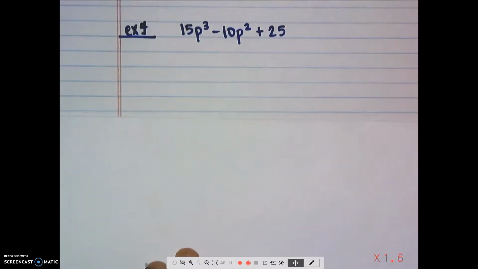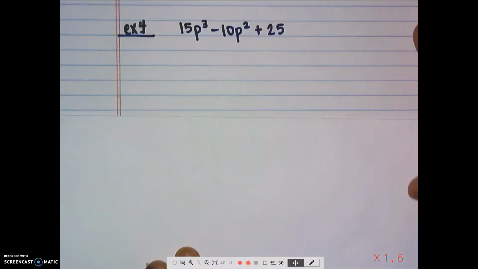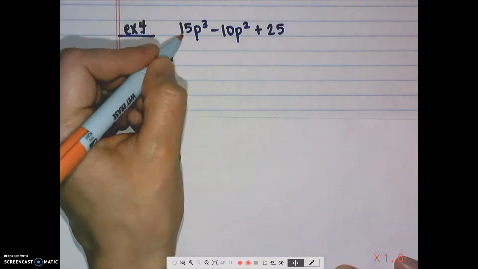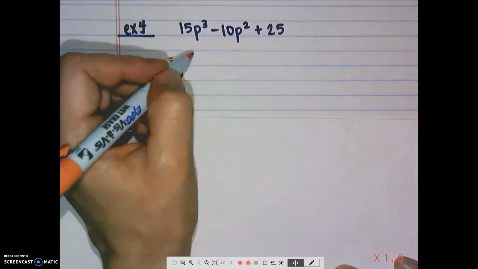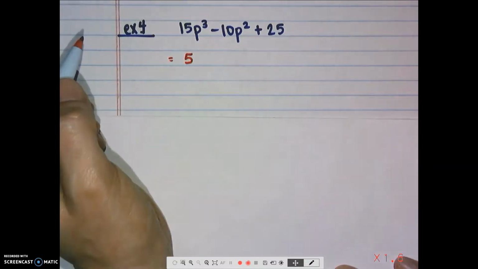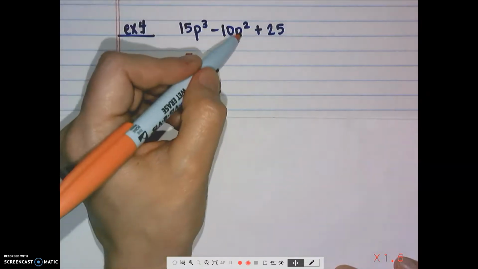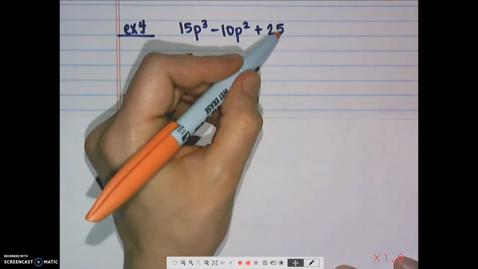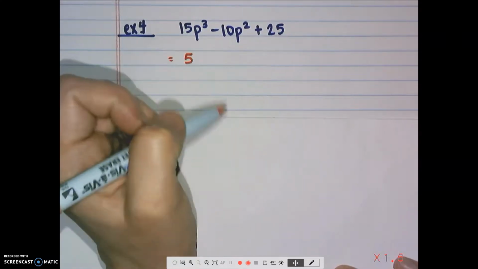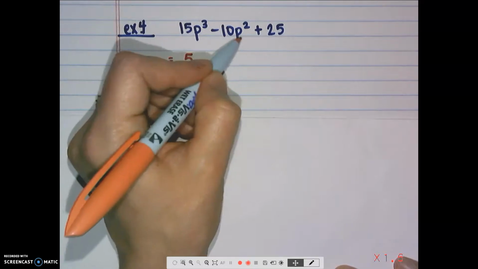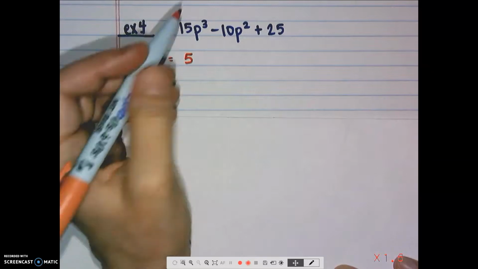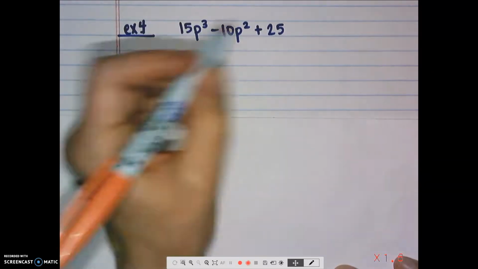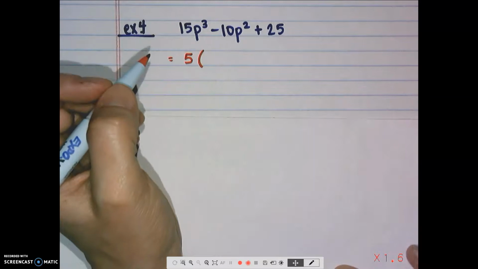Okay, let's take a look at 15p to the third minus 10p squared plus 25. So if we're looking at all three of these numbers, 15, negative 10, 25, the biggest number that goes into all of those is 5. If I have p to the third and p squared, this one doesn't have any p's. So be very careful here. You're going to be tempted to say, oh, well, these two have things in common. Remember, you have to look at all three terms. So 5 is the only thing they have in common since this last term doesn't have any p's, no variables with it.